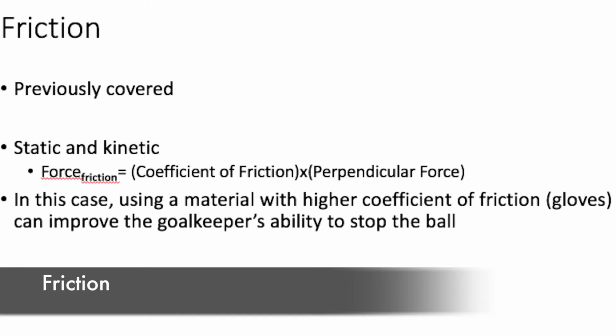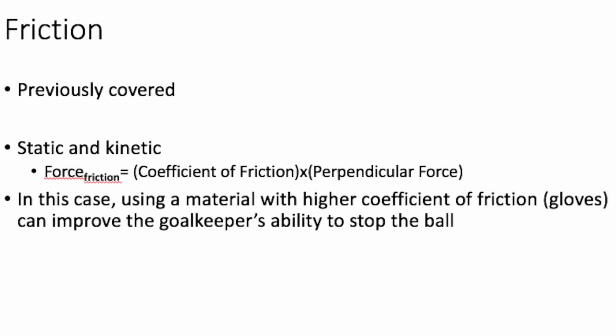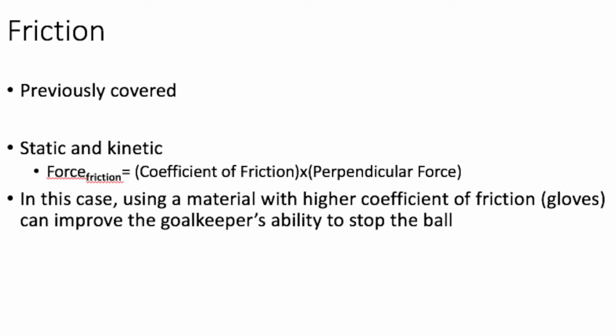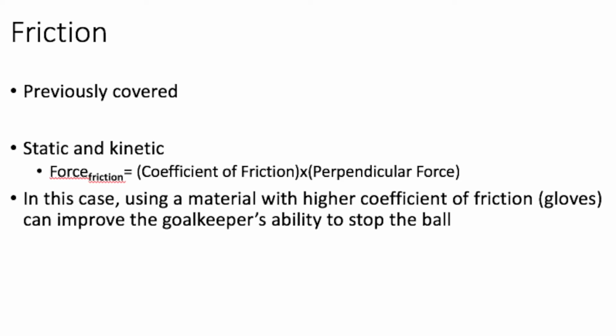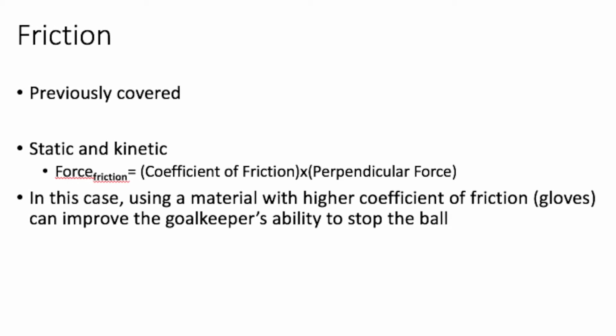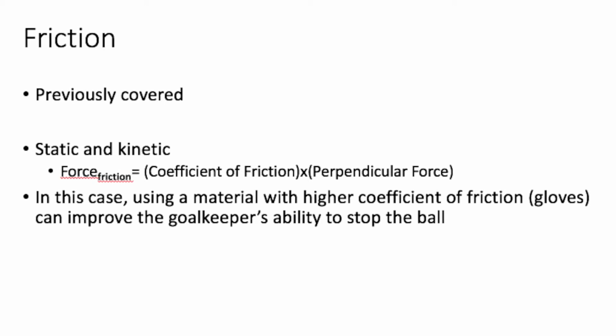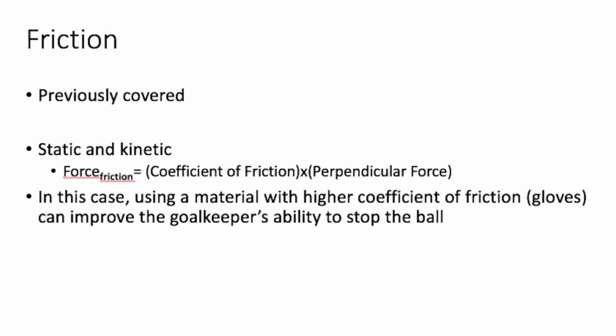Friction is another topic that we have previously covered that is also applicable to the situation of a goalie defending the goal. There are two types of friction, static and kinetic. Kinetic is more likely to be applicable in this situation as the ball is already in motion and we are trying to stop it. The force of friction is equivalent to the coefficient of friction multiplied by the perpendicular force.